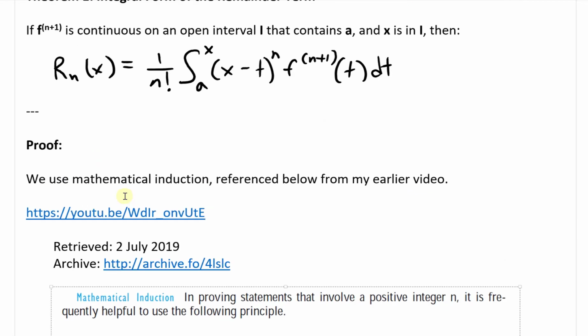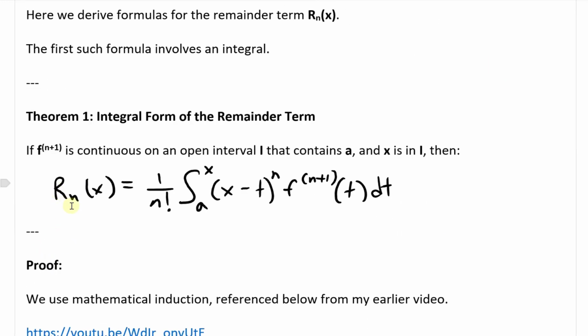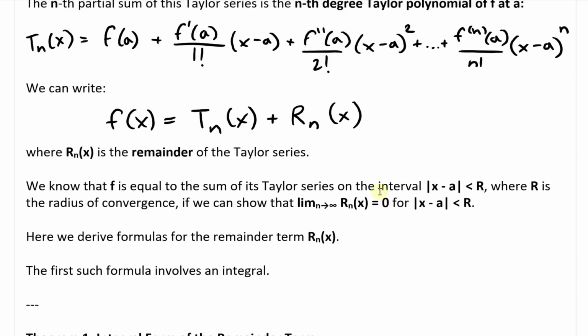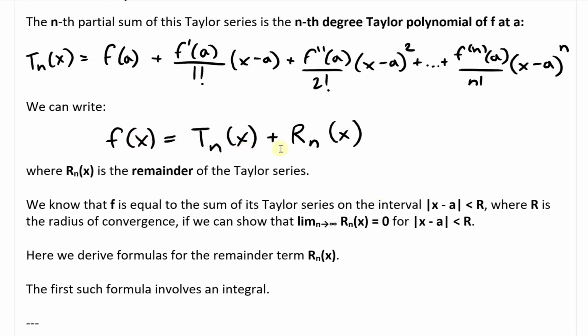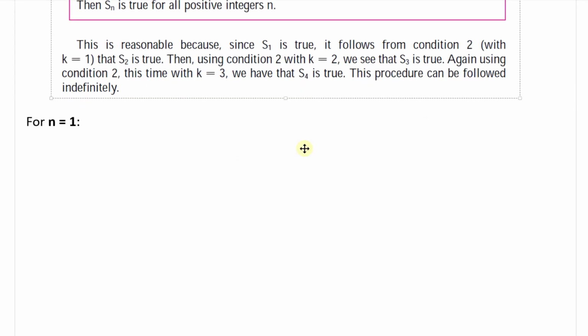So for our case, for n equals 1, let's just scroll up here. We have R sub n of x equals 1 divided by n factorial, times the integral from a to x of (x minus t) to the power of n, times f, the n plus 1 derivative, of t dt. And also we know that f of x equals T sub n of x plus R sub n. So we can move this Taylor polynomial to the left side and have R sub n, in our case R1.